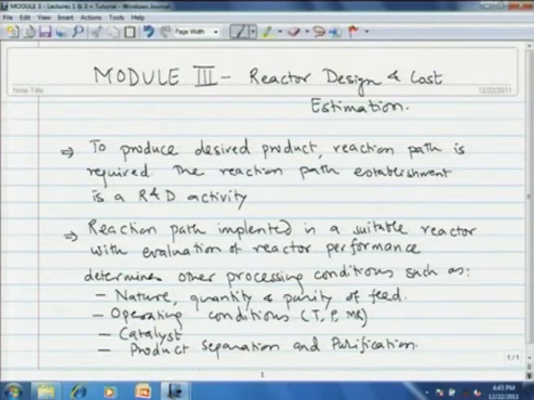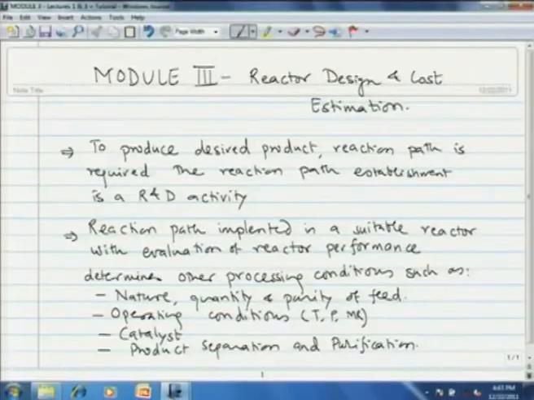But let us say that the particular desired product is a patented product. Then the reaction path establishment for that particular product is an R&D activity of that particular company. Once the reaction path is established, it is implemented in a suitable reactor with evaluation of reactor performance.